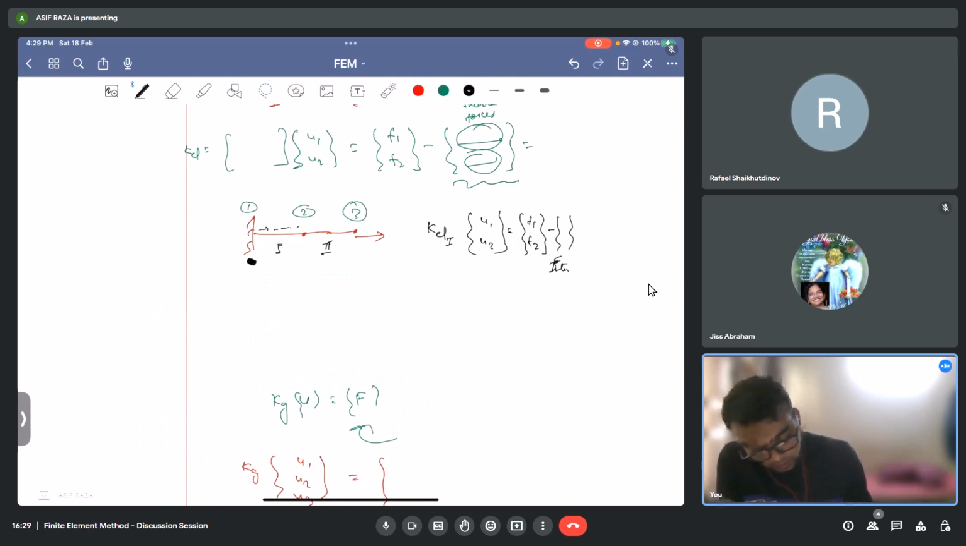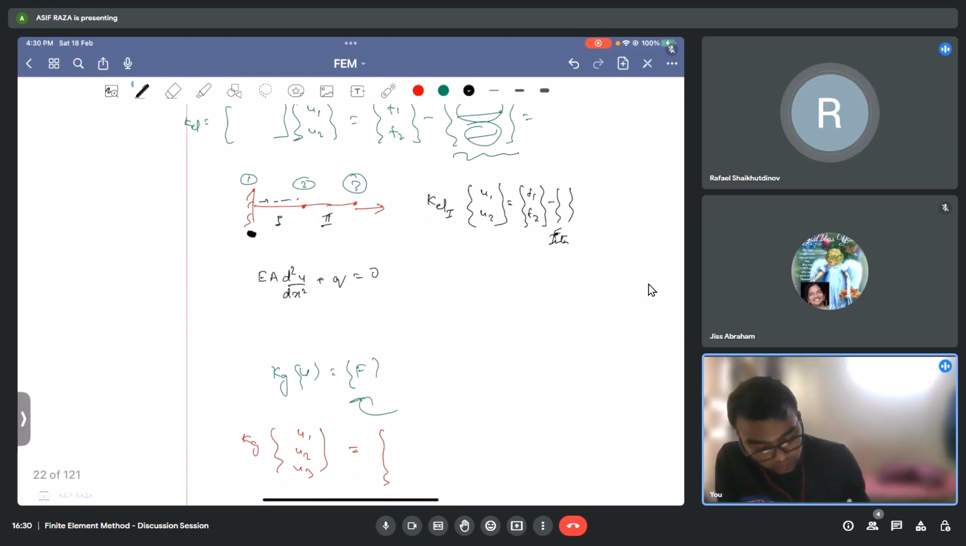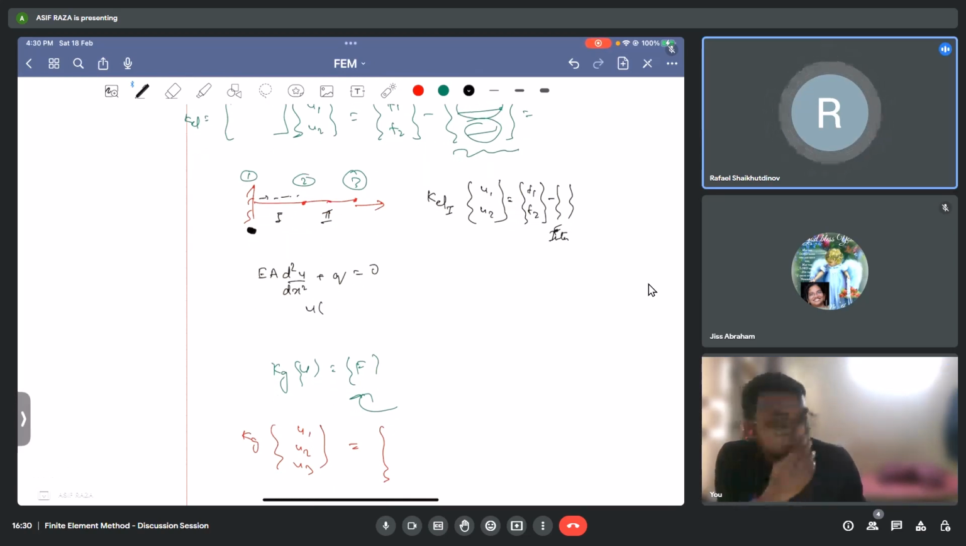I'll just try to explain. So for a bar problem, we had this governing differential equation. Do you consider this equation for the whole domain or for the elemental domain? My question is about the weak form, the element form.